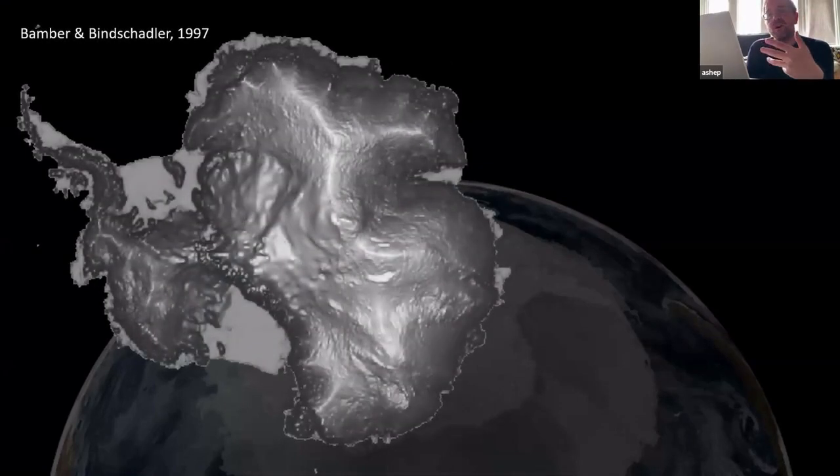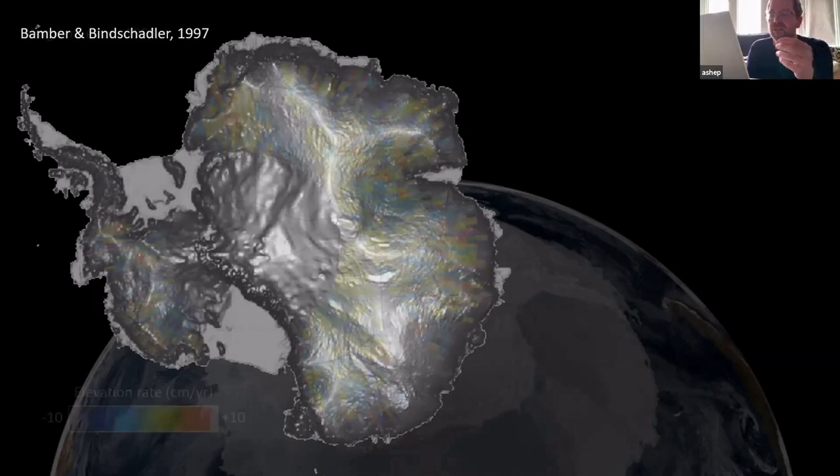Well, this is the state of the art before CryoSat. It's a blended elevation model of the Antarctic ice sheet produced by Jonathan Bamber and Robert Bindschadler. It's a mixture of radar altimetry from the early 1990s and a cartographic elevation model, but it's still beautiful. If you're an Antarctic scientist like me, it's a beautiful map of the continent.